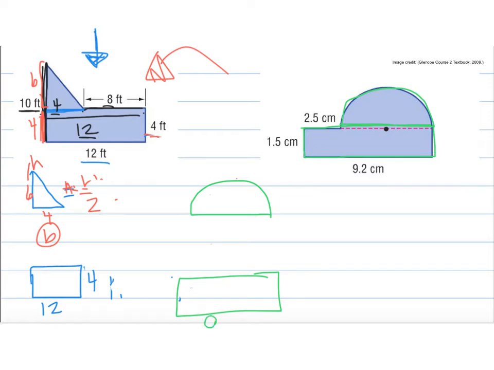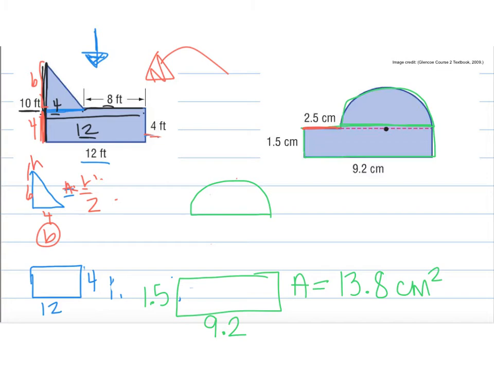So my rectangle is already labeled for us, 9 2/10 centimeters and then 1 5/10 centimeters. So the area, we just do the length times width. So I'm going to do 1.5 times 9.2 and I get 13.8 centimeters squared.